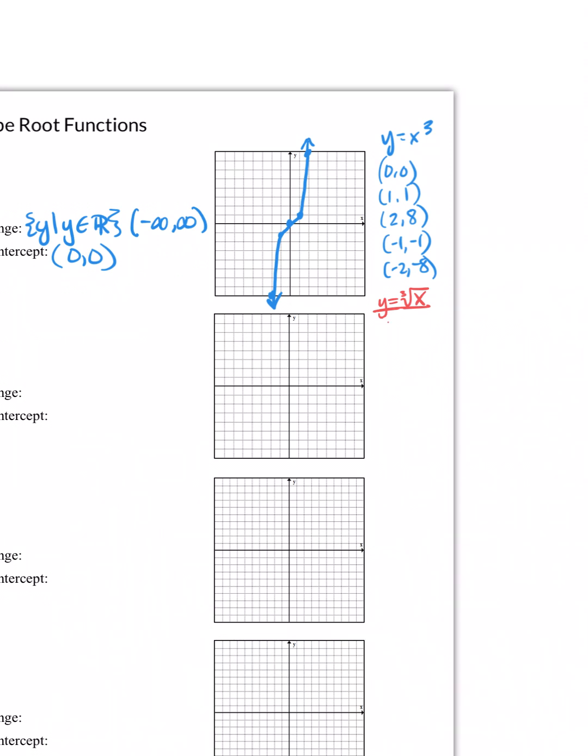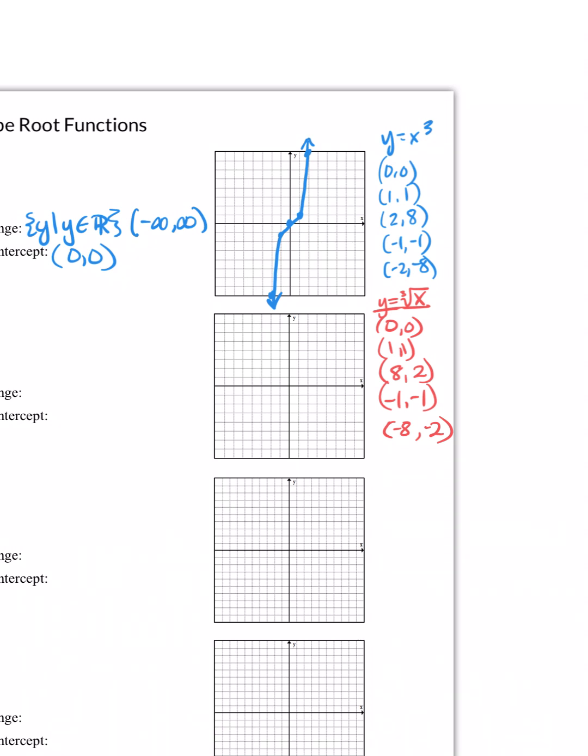If I take the 0, 0 and I switch it, I get 0, 0, right? The 1, 1 doesn't really look like it changes. Now the 2, 8 will now become 8, 2. That's what an inverse function does. The negative 1, negative 1 won't change. Negative 2, negative 8, it will. It'll be negative 8, negative 2. So notice I've just flip-flopped the x and y coordinates to get from the cubic to the cube root function.